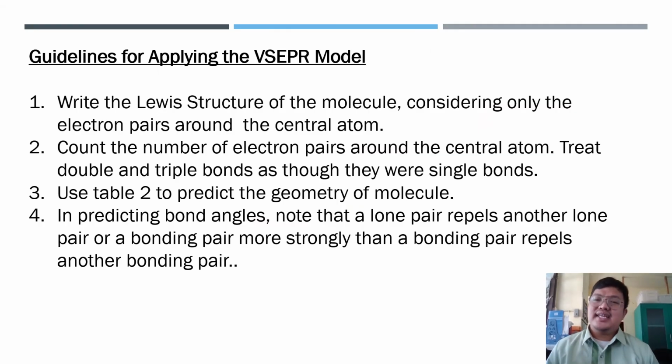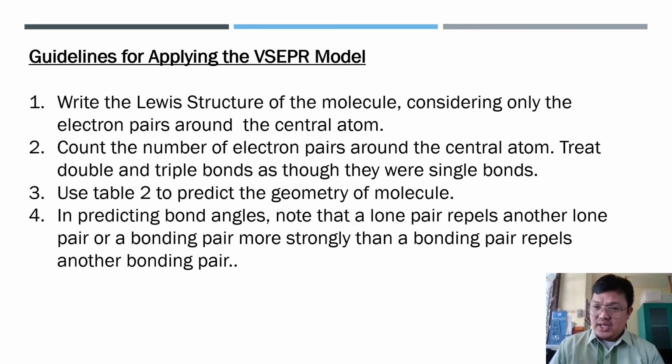Guidelines for applying the VSEPR model. Number 1, write the Lewis structure of the molecule, considering only the electron pairs around the central atom. So remember way back in your grade 9, you are taught how to write Lewis dot notation or Lewis structure in order to designate that a certain molecule contains covalent bond. Now, we will have a review of this later.